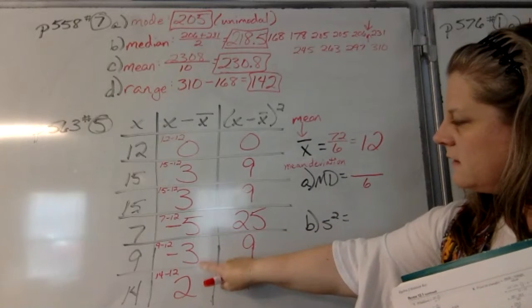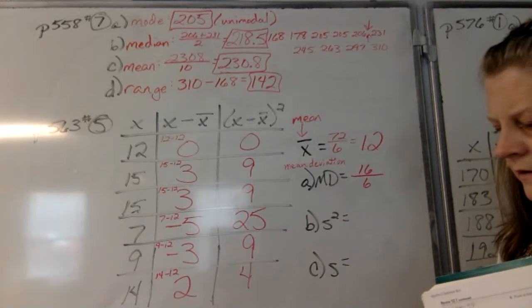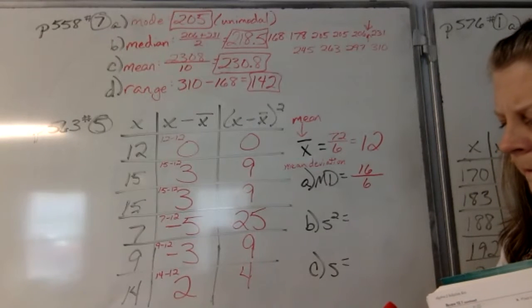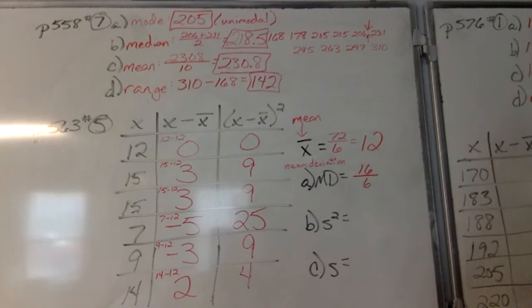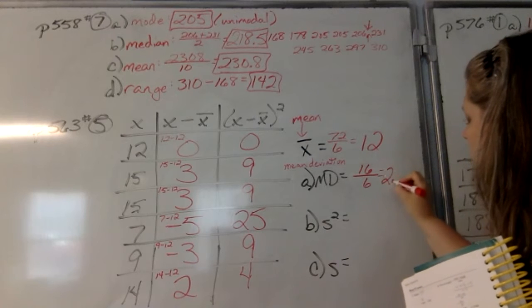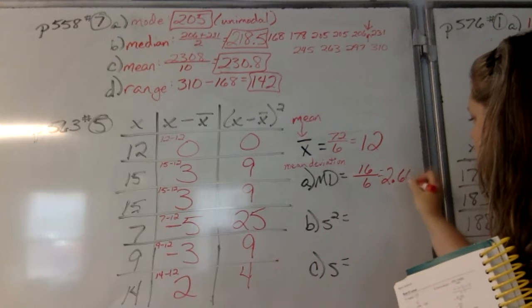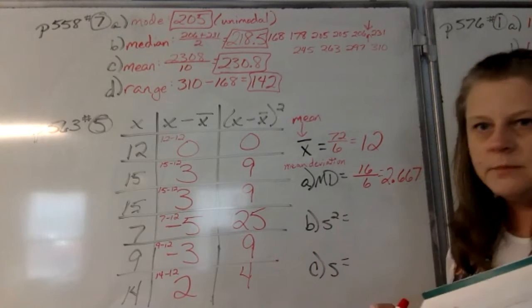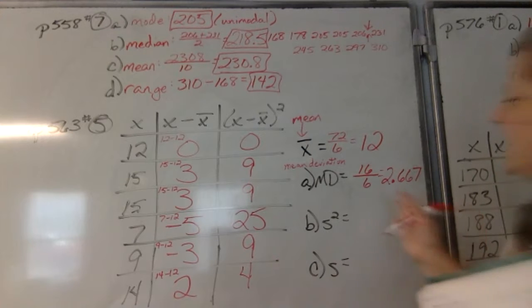5, 6, 7, 8, 9, 10, 16. Is that right? Now, remember in the directions, it told us to have how many decimal places? 3. So I'll have 2 point, and then it's 6 repeating. So I'll have 6, 6, and then the last one I'll round up to 7. Okay? So that's my mean deviation.